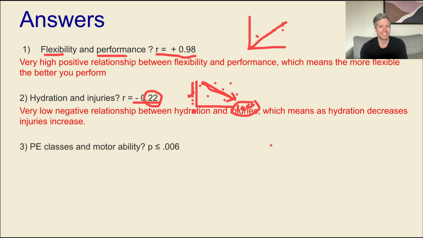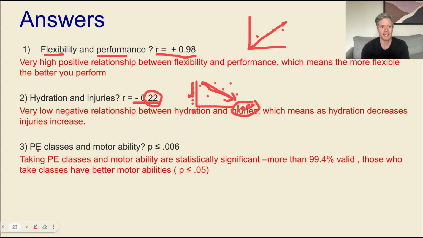If we're looking at our statistical significance, what are we saying here? Well, we're saying PE classes, those that take PE classes, have a 0.006 improvement or chance of having motor ability. And we're saying that's pretty high, right? If we have 0.05, this is a whole magnitude smaller. It's got one more 0 in there relative to that. So it is very statistically significant.